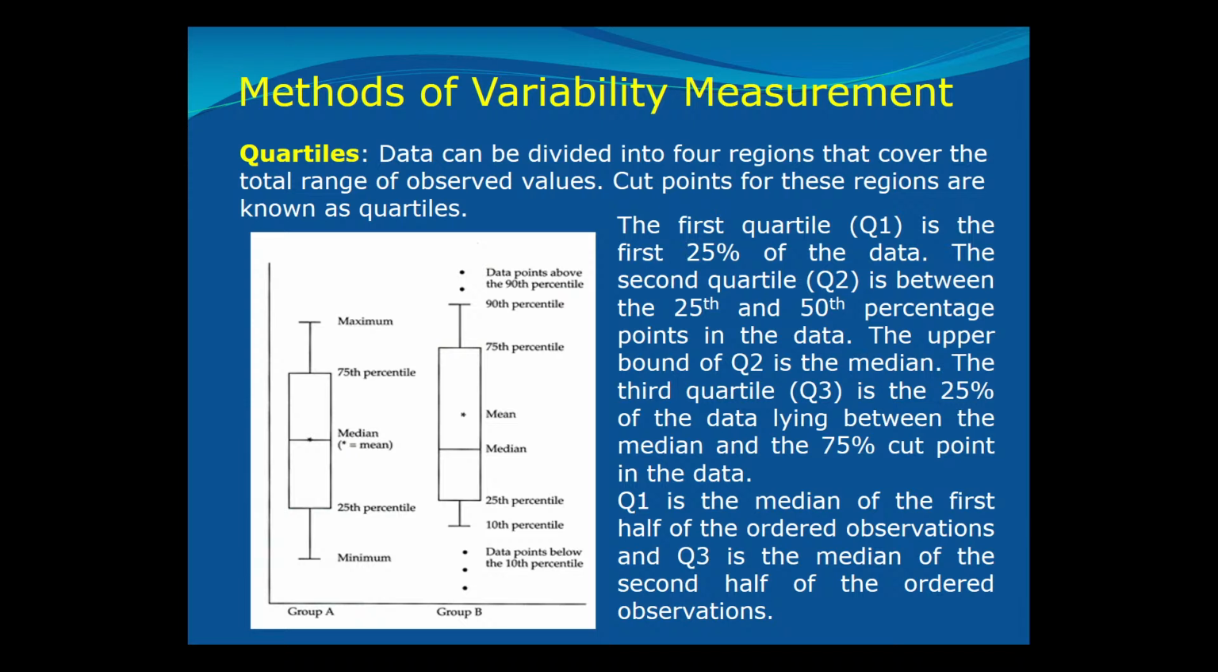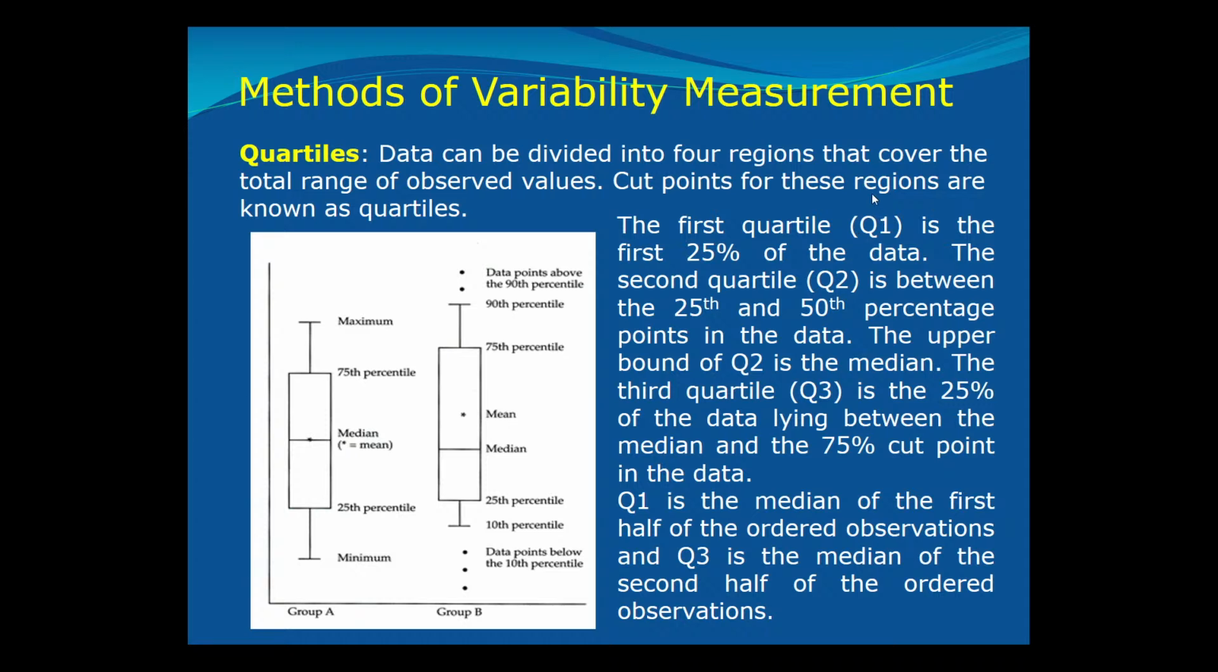portion. Data can be divided into 4 regions that cover the total range of observed values. Cut points for these regions are known as quartiles. So the bottom point is the minimum value in our data set. The top is the maximum value in our data set. All other values are divided into 4 different quartiles.